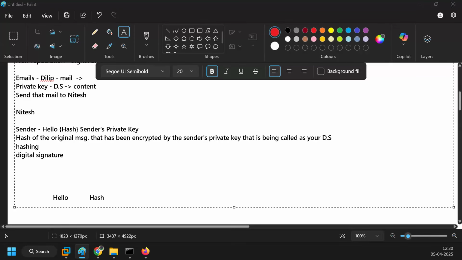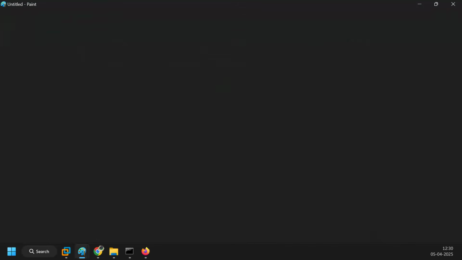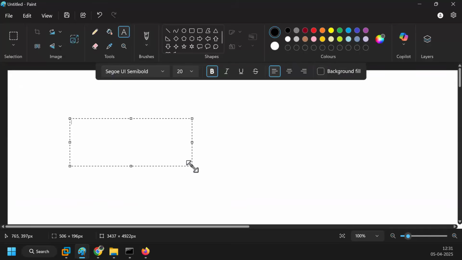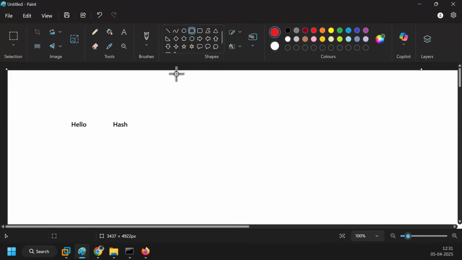Let me write it in another box, more simply. Over here, let's say we got the hello, and after that we are going to create the hash of it. First, we are going to encrypt the hash of the original message with the sender's private key.